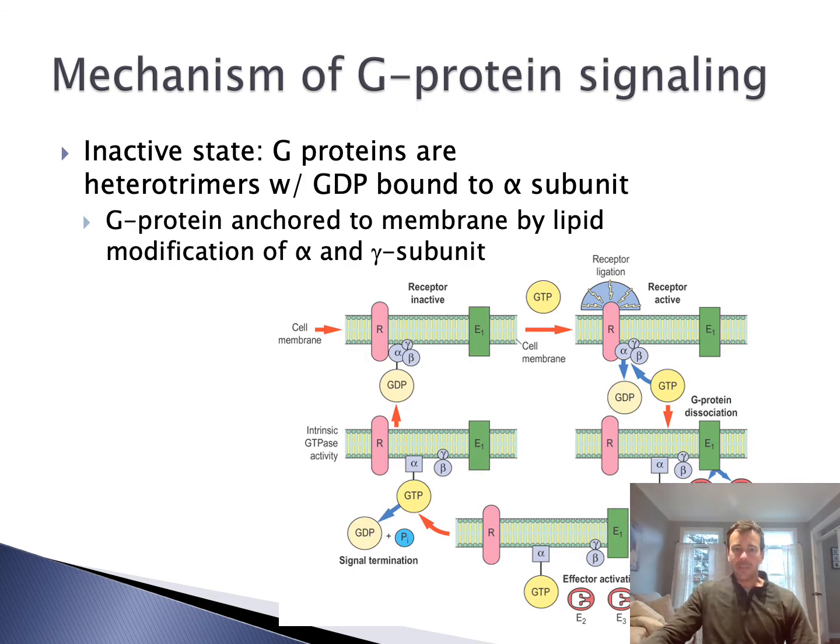Let's walk through the mechanism of how this works. In the inactive state, the G proteins are heterotrimers with GDP bound to the alpha subunit, shown here. So here's our G-coupled receptor, and here's our G protein. The G protein is anchored to the membrane by lipid modification of the alpha and gamma subunit. So it's bound to the inside of the cell and the membrane here.